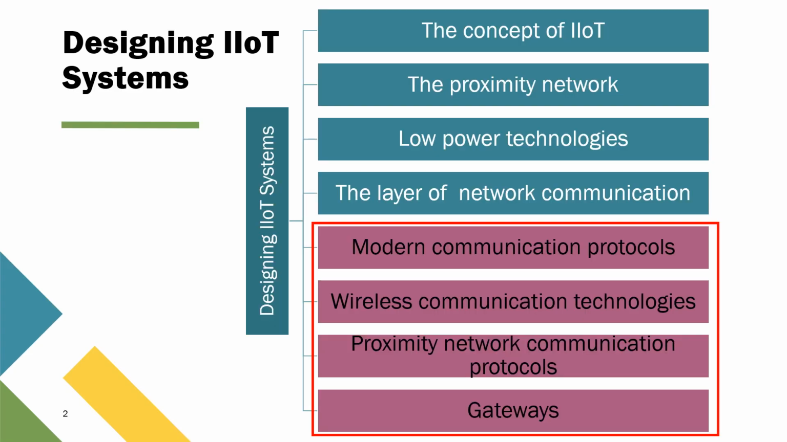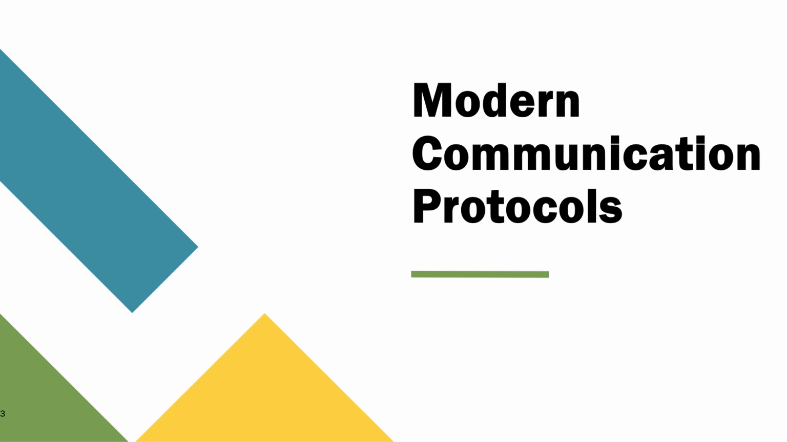We're going to cover the next four parts of designing IoT systems, which are modern communication protocols, wireless communication technologies, proximity network communication protocols, and also gateways. Let's see the modern communication protocol first.